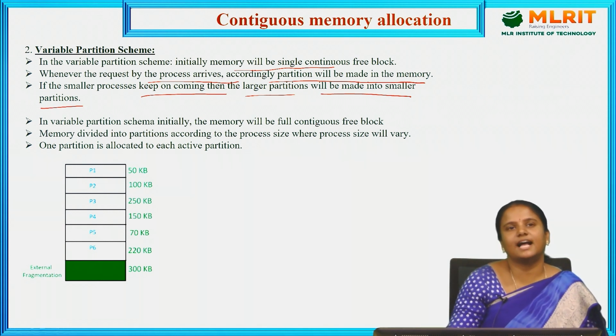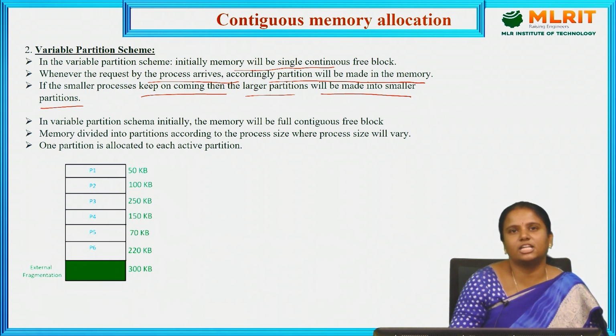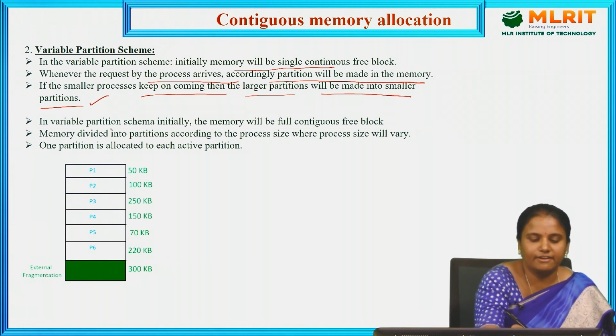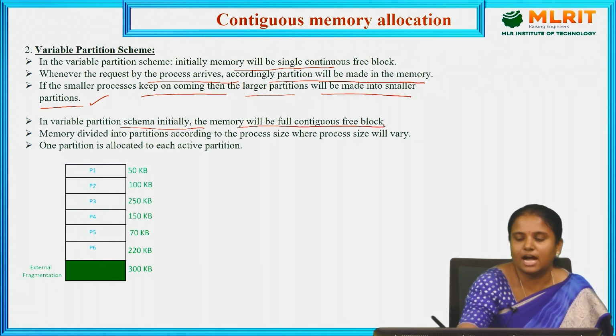Suppose the memory consists of some 300 KB, and in this 300 KB the partitions are larger, so they will be divided into two or three smaller partitions. If a partition is larger, it will be made into smaller partitions. In the variable partition scheme, initially the memory will be one full contiguous free block.